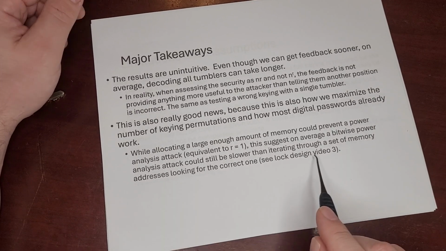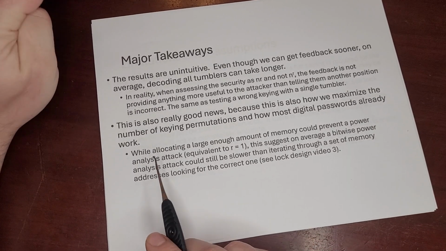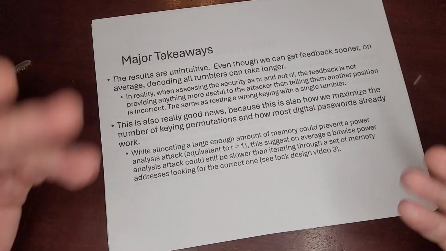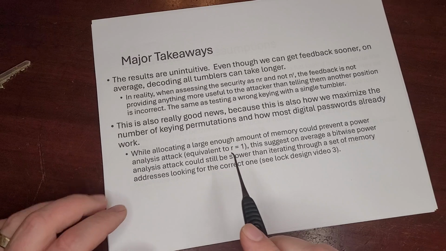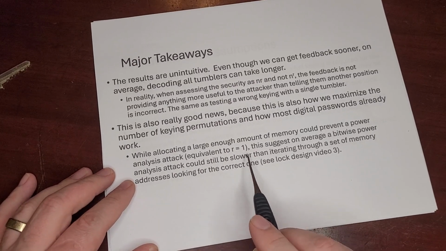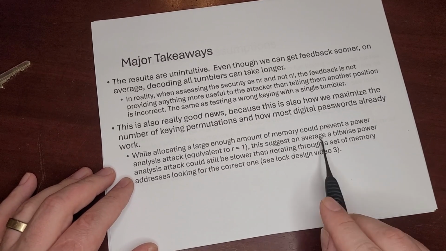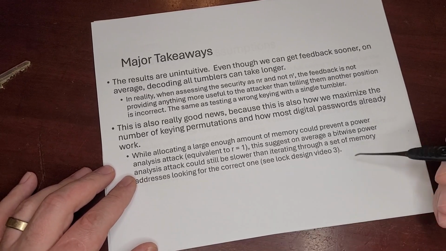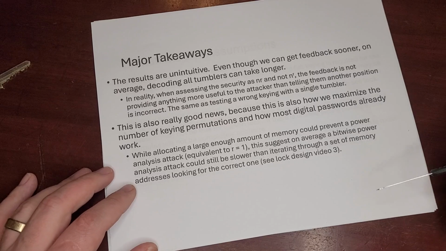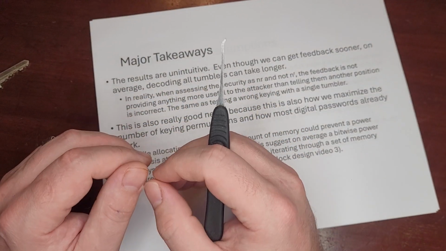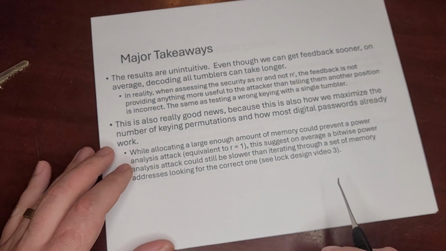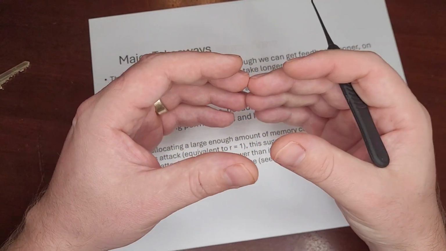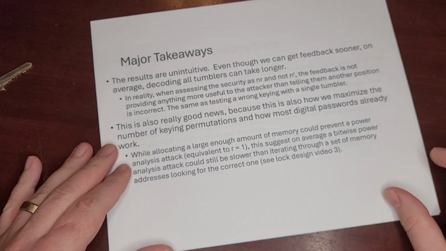So in Lock Design Video 3, I talk about preventing power analysis attacks and timing attacks. And one of the ways you do that is allocating a large enough memory. We could prevent those attacks, which is equivalent to making r equal to 1. This suggests that on average, a bitwise power analysis attack would still be slower than iterating through a set of memory addresses looking for a memory address with the correct key stored in it, or a memory address with a key which says, yes, you have reached the correct memory address.